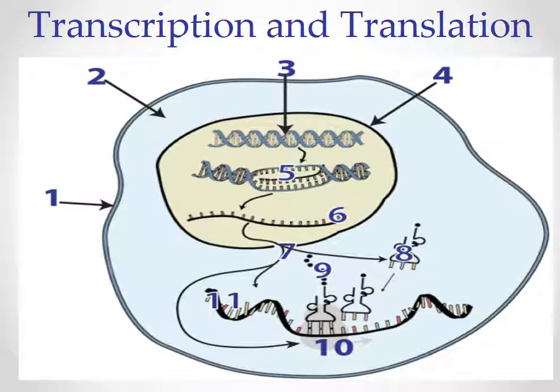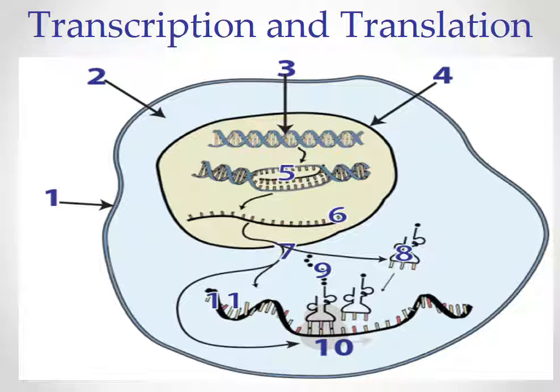So let's look at this illustration and let's label. Number 1 is your what? Your cell membrane. Number 2 is where all of the organelles live. That's your cytoplasm. What's number 3? It's inside number 4. So number 3 is your DNA. Where's your DNA housed? Number 4 is your nucleus.